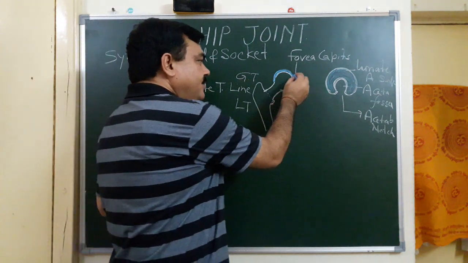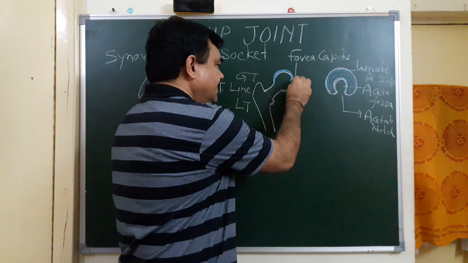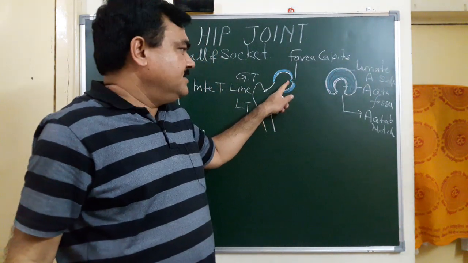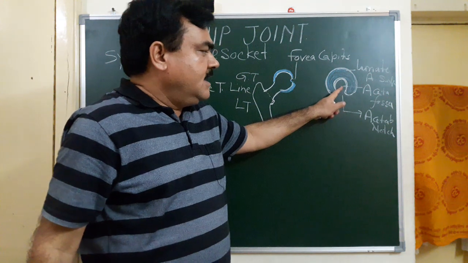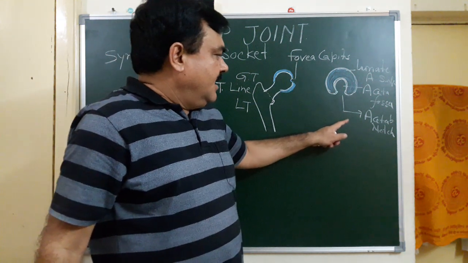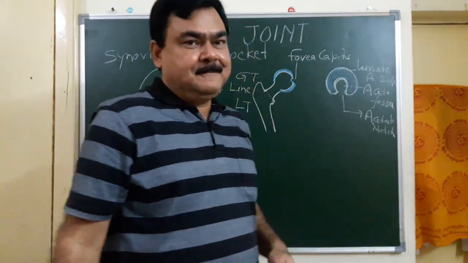Here, this fovea is not covered by hyaline cartilage. This portion is uncovered. The acetabular fossa is not covered by hyaline cartilage. The acetabular notch is not covered by hyaline cartilage.